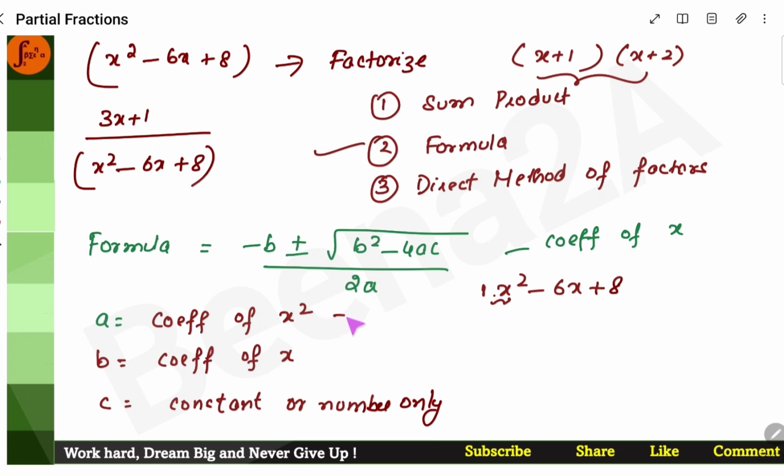So here a becomes 1. And b is coefficient of x. What is the number next to x? It is 6. We'll have to put the sign also. It is minus 6. Constant means this one. It's just a number, right? There is no x in this. So this is constant. This is nothing but plus 8. Now we will substitute these a, b, c values in this formula and get the values of x.